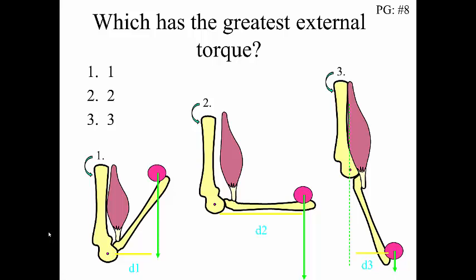Now note that the external force is the same. The pink ball that you are lifting does not change weight as you go through the motion. But this middle section, number 2, has the greatest external torque, because it has the greatest external moment arm. And that is also 2.